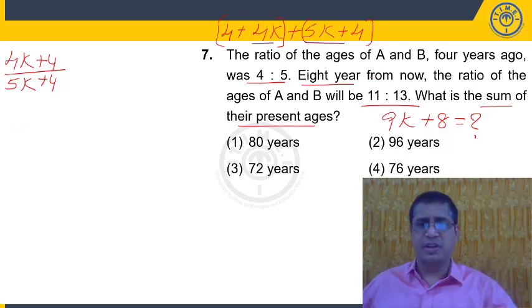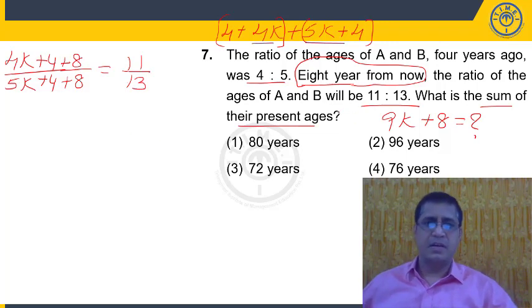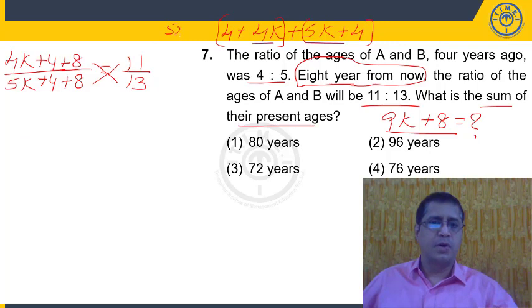Now, what is the continuation here? 8 years after means 8 years from now, just add 8 more. Then the ratio of their ages will be 11:13. Cross multiply, find out the value of K, substitute here, you will get the answer for this question. In cross multiplication, 13 into 4, how much? Yes, you are right, 52K. 5 into 11, 55K. The difference of these two is 3K.